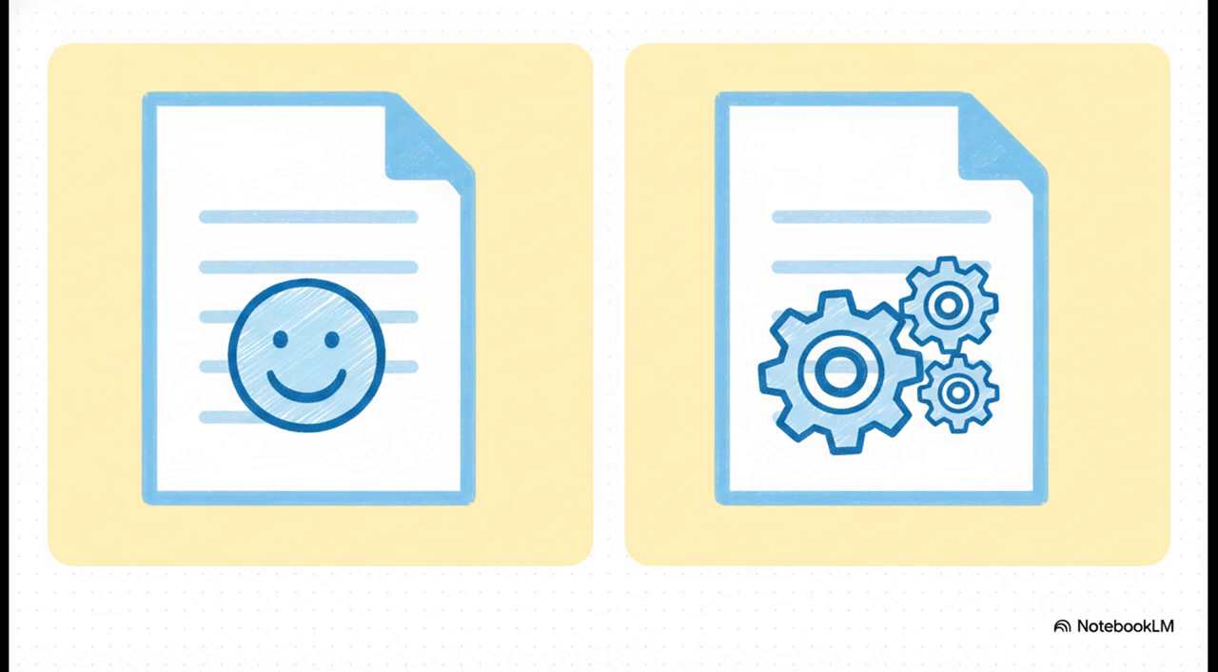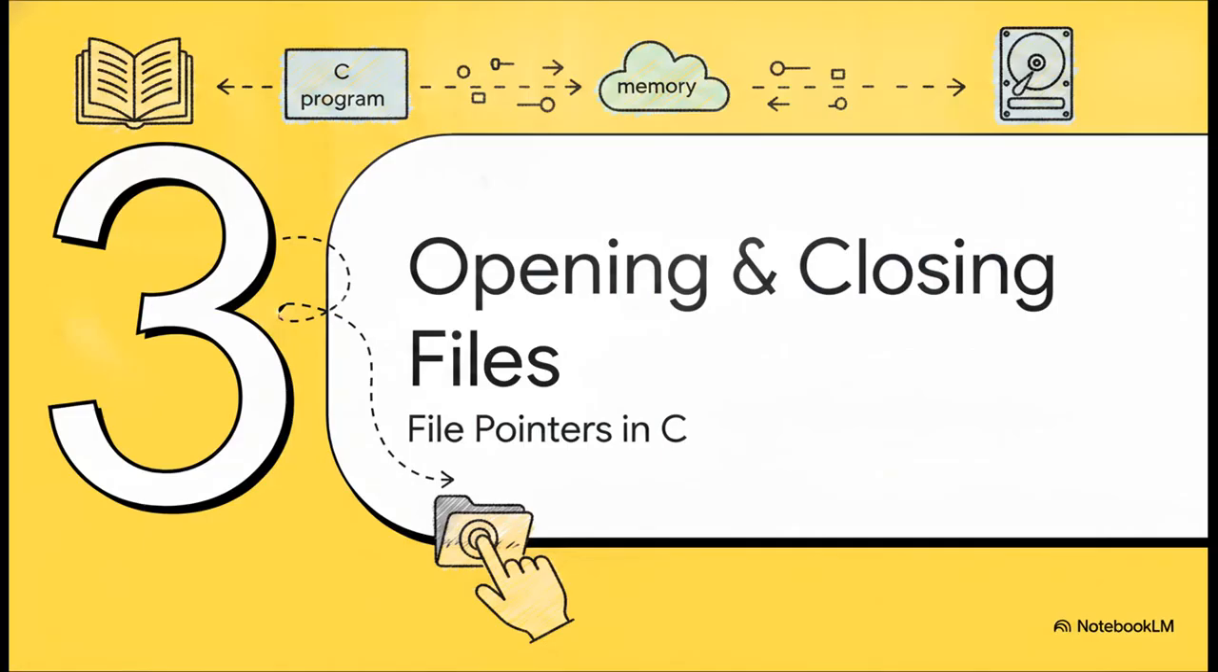On the flip side, we have binary files. These are machine-readable, like a .jpeg image or a .dat file. They store data in the exact binary format your computer uses in its memory, which makes them way faster for the machine to process. Because they are fundamentally different, C gives us specific functions depending on which type we're working with. All right, Section 3, opening and closing files.